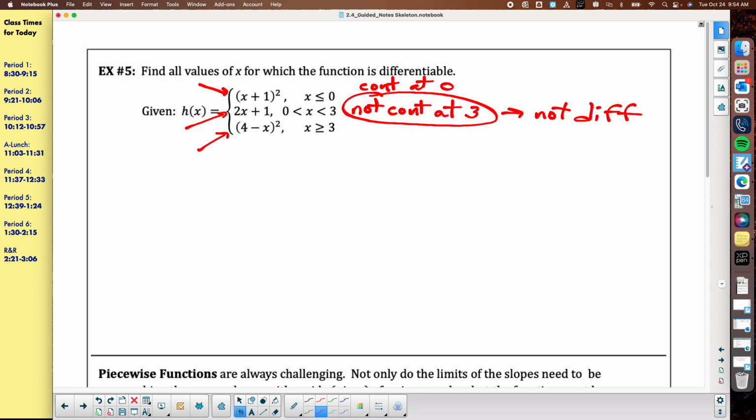Does each of these individually, so this is a parabola, correct? Okay, would a parabola have any spots where you couldn't find slope? No. Straight line, no, that's just one slope. Parabola, no. So all three of these individually aren't going to have any random places that wouldn't have a derivative.